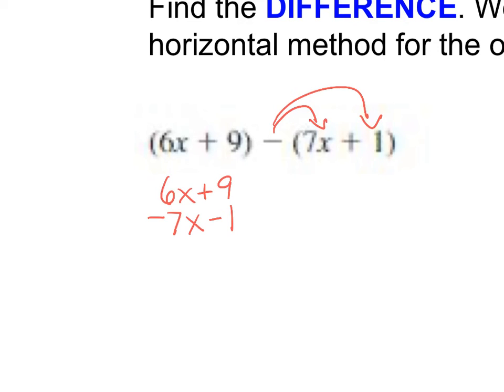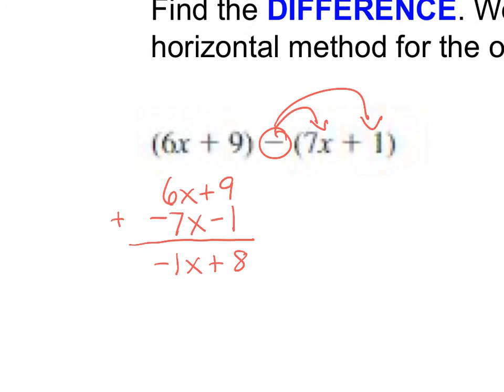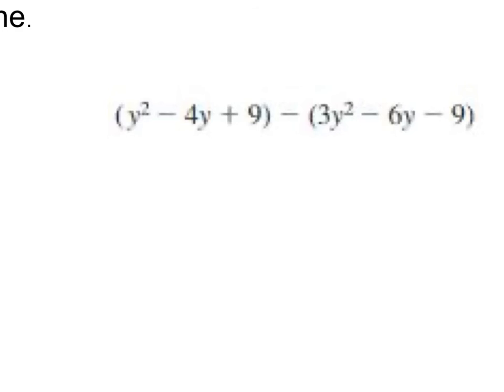And when I do that, I'm really just adding. So I've distributed the negative sign, and now I'm doing the same thing I just learned. So 9 minus 1 gives us 8. Negative 7 and 6 gives us negative 1x plus 8. So you are distributing this negative sign. You are subtracting. Now let's look at the horizontal method.